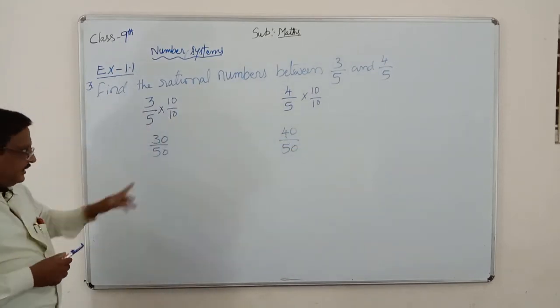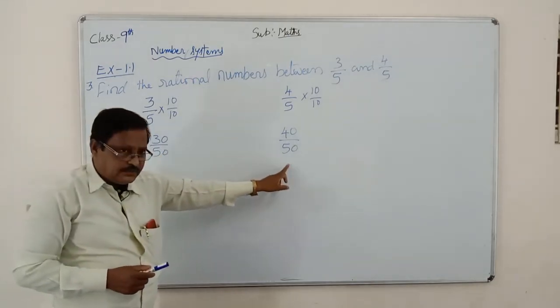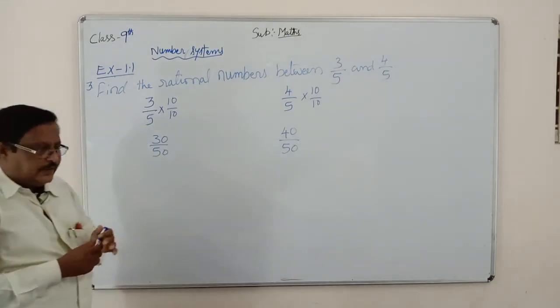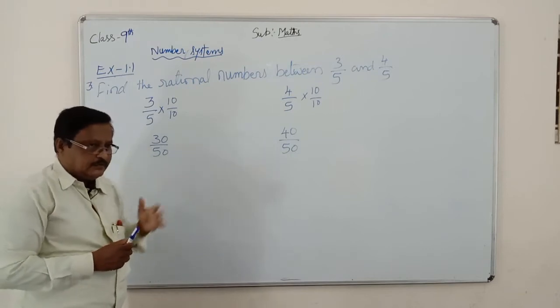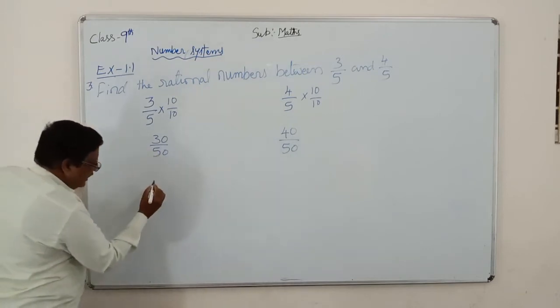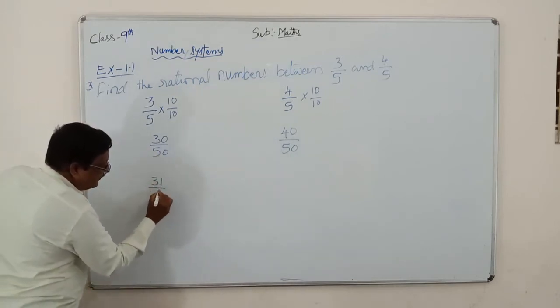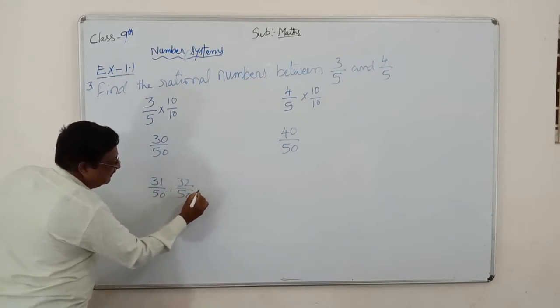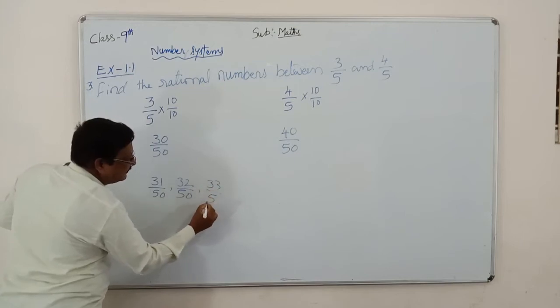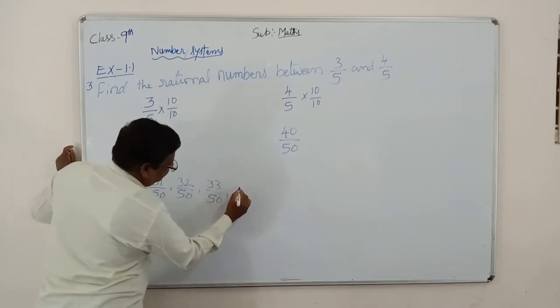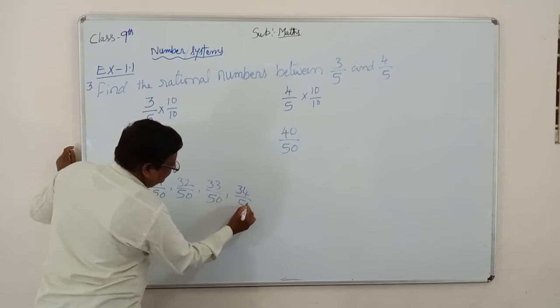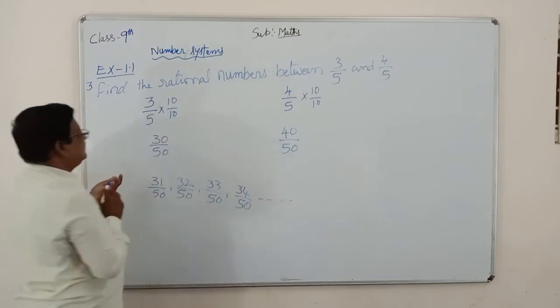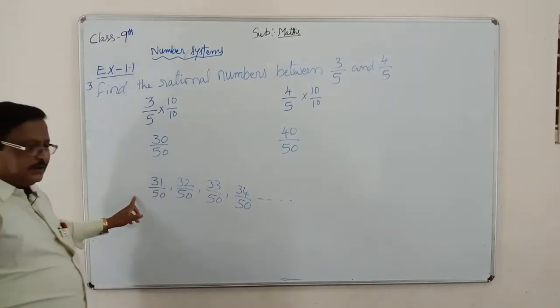Here 40 by 50. Here the denominators are the same, denominator 50 and denominator 50. The numerators are 40 and 30. Next, in between these two we have 31 by 50, 32 by 50, 33 by 50, 34 by 50. These are the rational numbers.